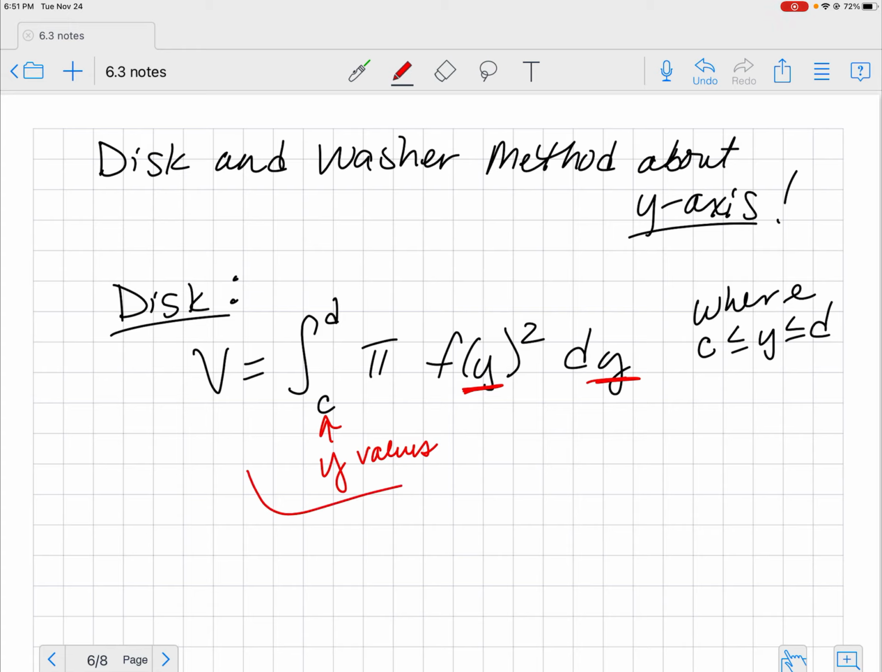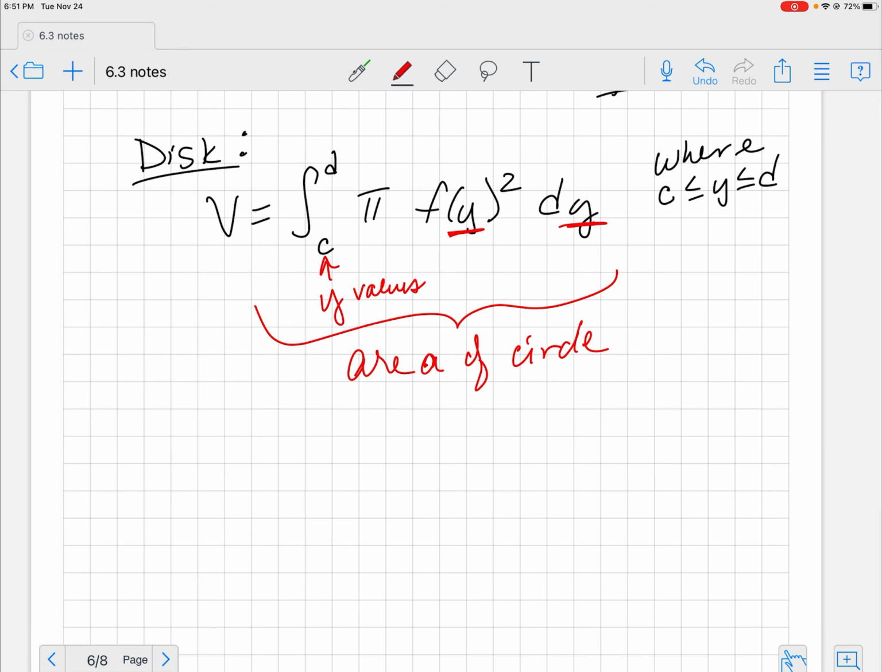But notice this is still the area of a circle. Nothing's changing there. It's still pi r squared. The difference is if I'm looking at my r, I'm going from c to d, and then I'm going to be revolving around that thing.